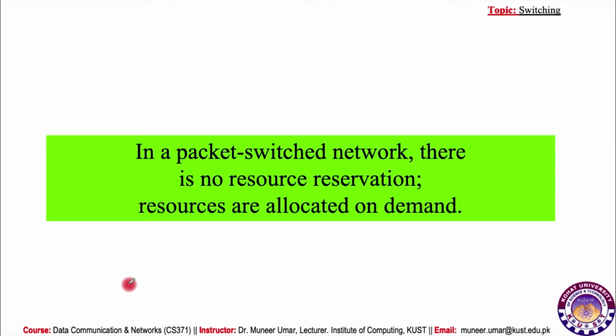In a packet switched network, there is no resource reservation. Resources are allotted on demand. There are no dedicated or locked paths for communication. The paths can be shared among different users, and these paths or resources can be allocated on demand whenever required by the hosts for communicating with each other.